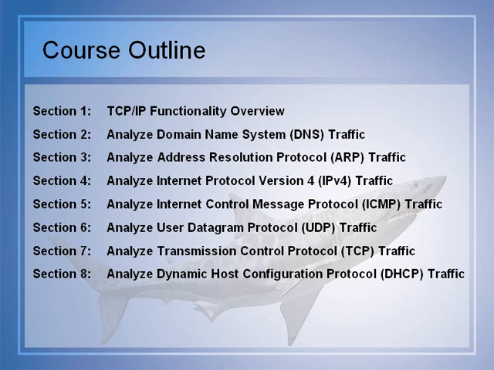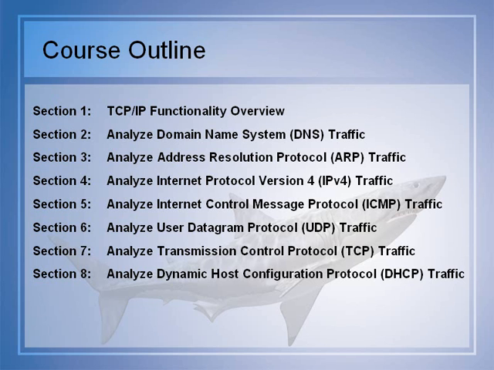We'll perform those same 4 steps, analyzing the packet structure, filtering on that type of packet, analyzing normal communications, and analyzing abnormal communications for each of the following protocols. In Section 3, we'll focus on ARP traffic. In Section 4, we'll focus on IP version 4 traffic.